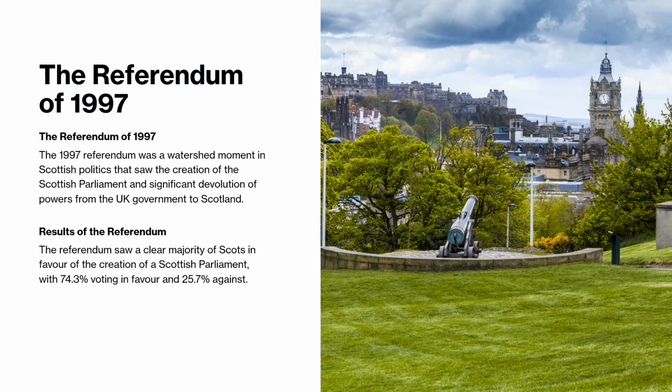The Referendum of 1997. The referendum of 1997 was a watershed moment in Scottish politics that saw the creation of the Scottish Parliament and significant devolution of powers from the UK government to Scotland. Results of the referendum. The referendum saw a clear majority of Scots in favour of the creation of a Scottish Parliament, with 74.3% voting in favour and 25.7% against.